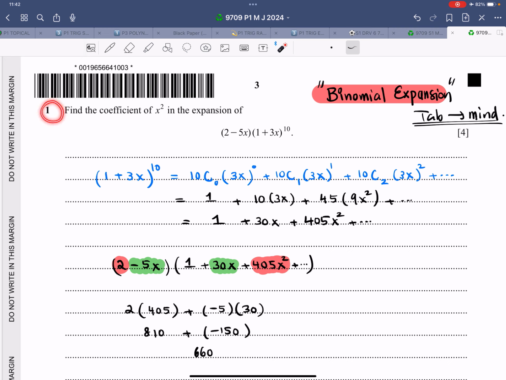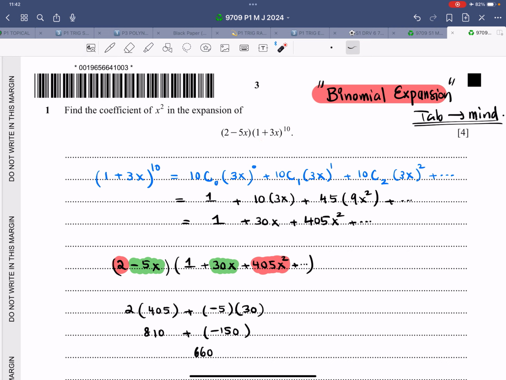Now, what is the question all about? It says find the coefficient of x square in the expansion of these two brackets. This bracket has a power of 1. It remains as it is. This bracket has a power of 10. So what we do is that we find the first three terms.